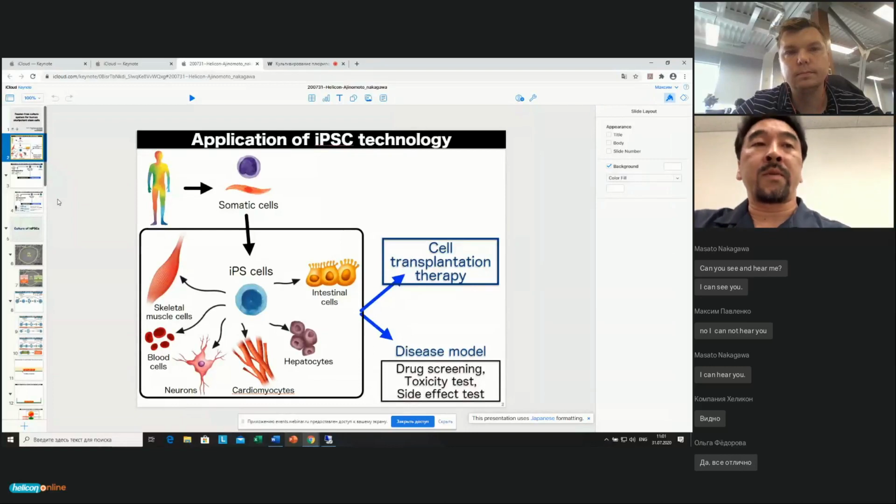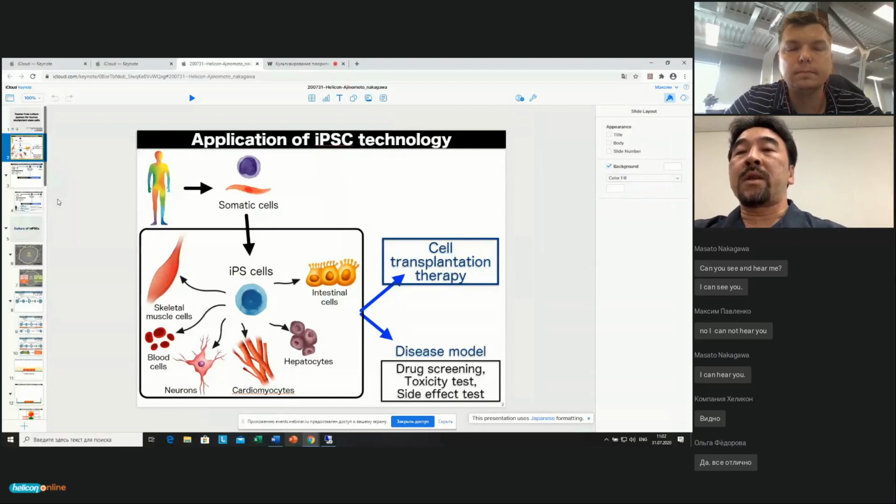If the original cells have disease-related genetic abnormalities, then the iPS cells have the same genetic abnormality. Using these disease model iPS cells, we can reproduce the disease in a cell culture dish. So using these disease model iPS cells, we can do drug screening, toxicity tests, or side effect tests. So this is the application of the iPS cell technology. Next slide, please.